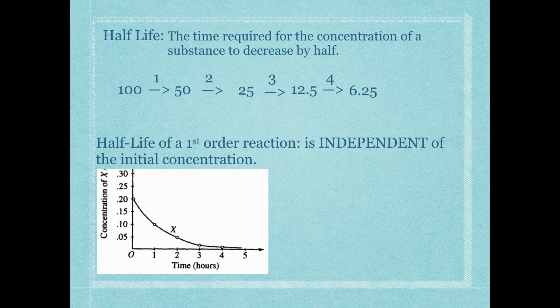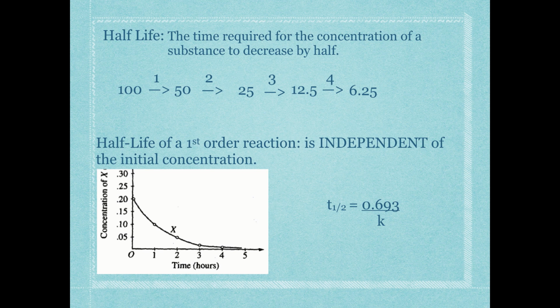Why is this valuable? Well, since your half-life remains constant, then I can actually create an equation in order to compare my half-life and my rate constant. And this is the equation. So your half-life equals 0.693 divided by your K. So you can use this equation really nice and easily to either determine your half-life given your K or to determine your K given your half-life.